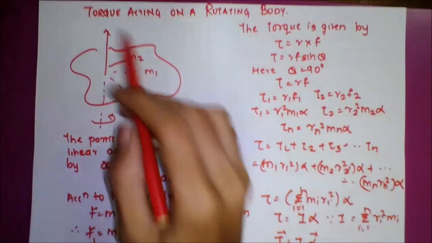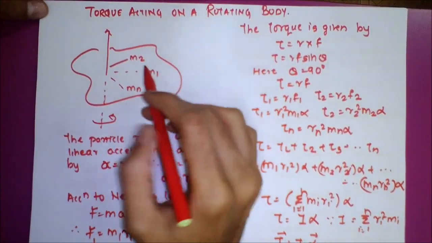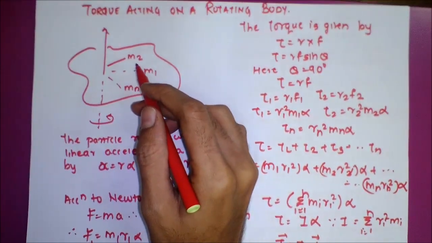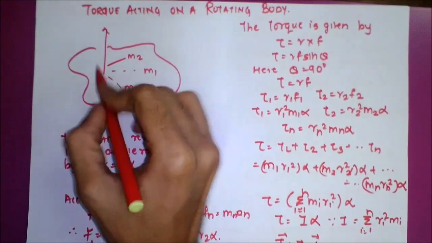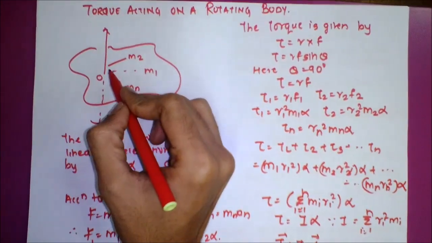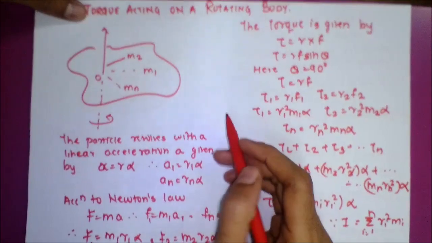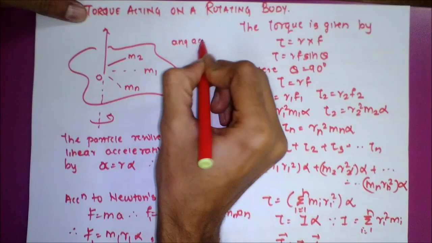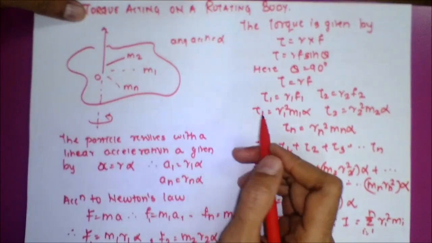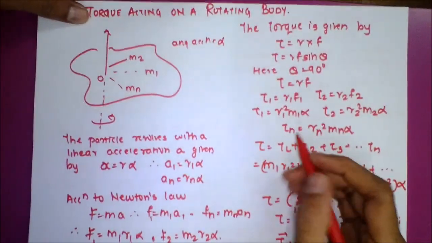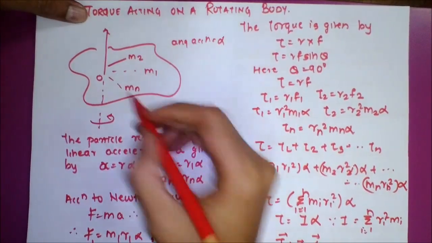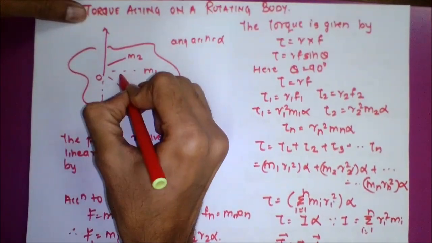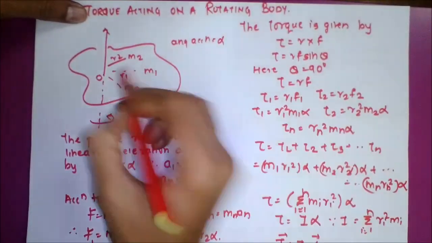Now we'll find the torque acting on a rotating body. We again have a rotating body. We consider a rigid body of mass m, moving around the axis of rotation O with some angular acceleration, which we take to be alpha. The body consists of n small particles m1, m2, m3, up to mn, with distances from the center O being r1, r2, up to rn.